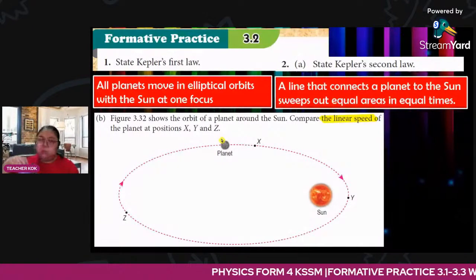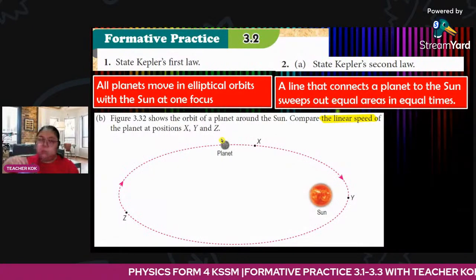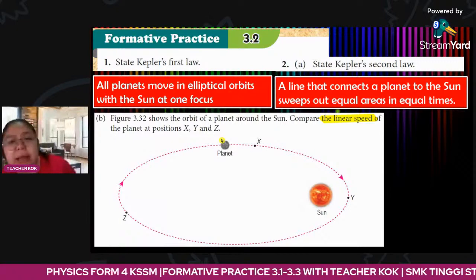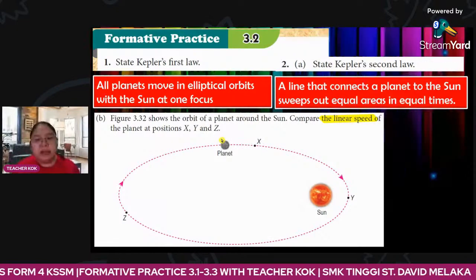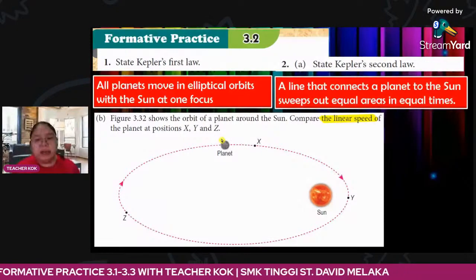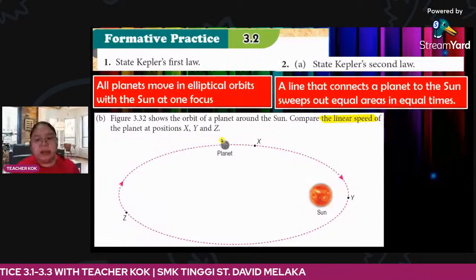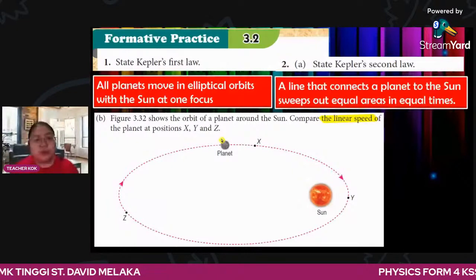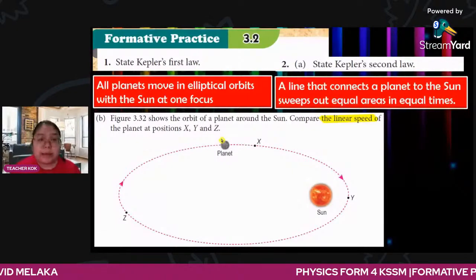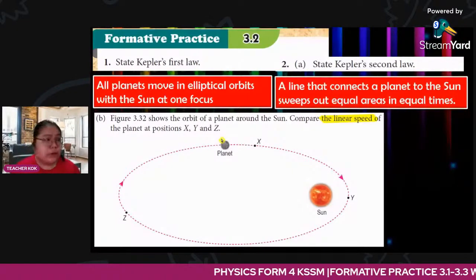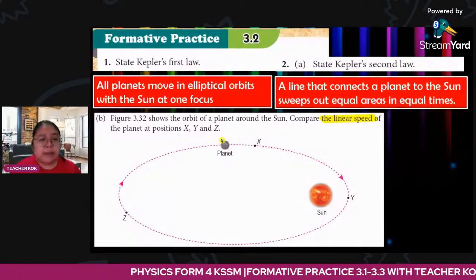So that means V and also R. R is the radius, center to center. Actually, they are inversely proportional. We find that when the radius becomes shorter, the linear speed will become higher. So from here, the question wants you to compare the linear speed of the three planets.